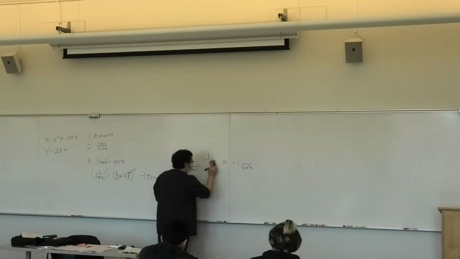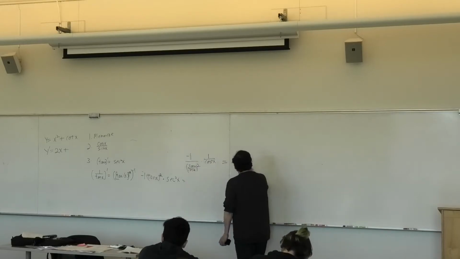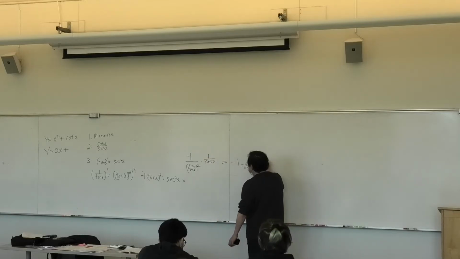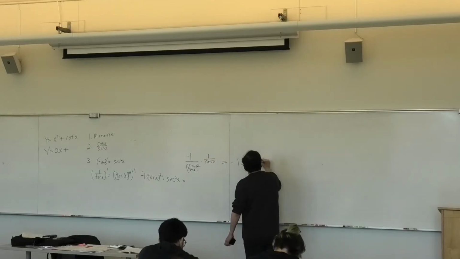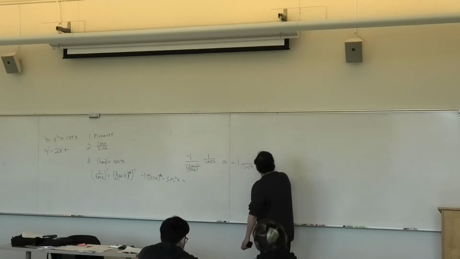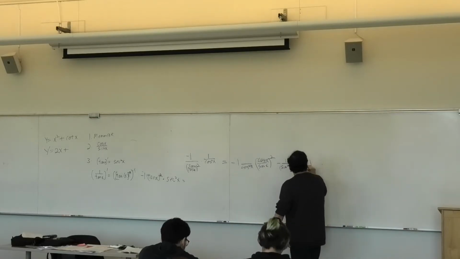Secant squared is the cosine squared. I'll get it right. Flip this, so this is cosine of x over sine of x, squared. The cosines cancel, I get negative 1 over sine squared of x. And that's minus the cosecant squared of x.